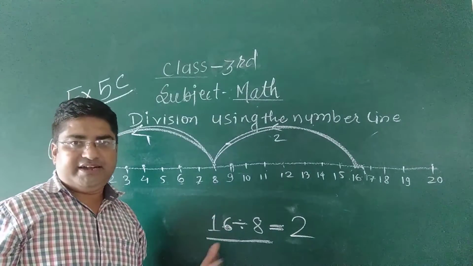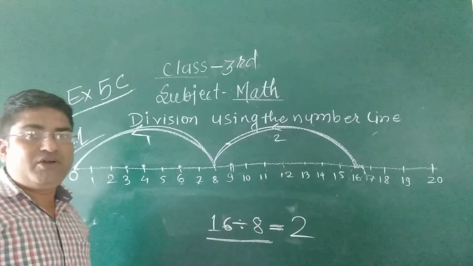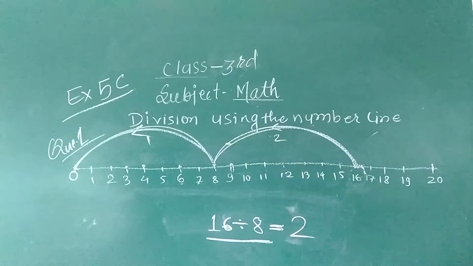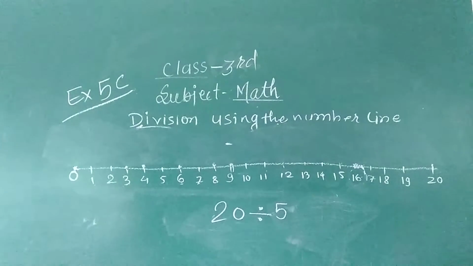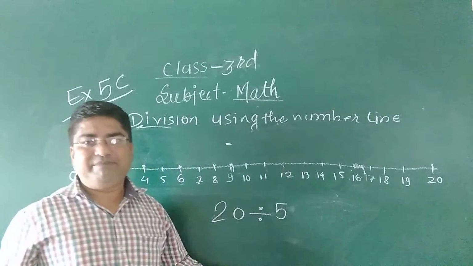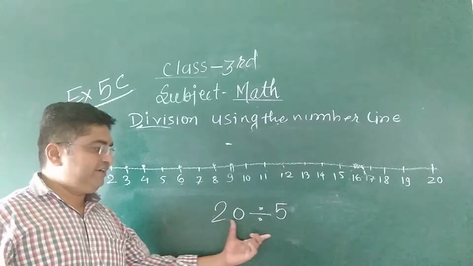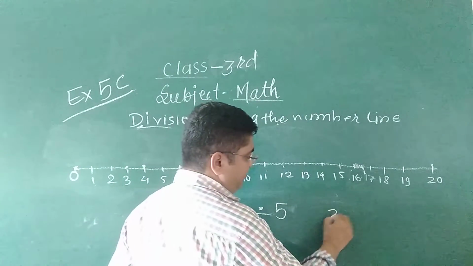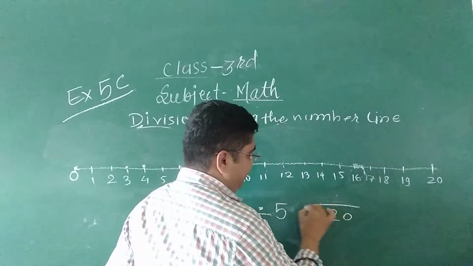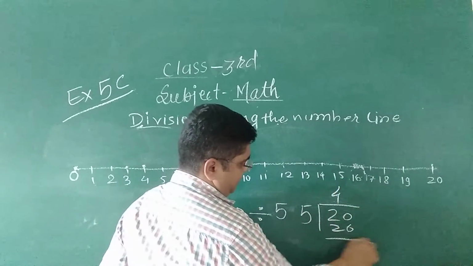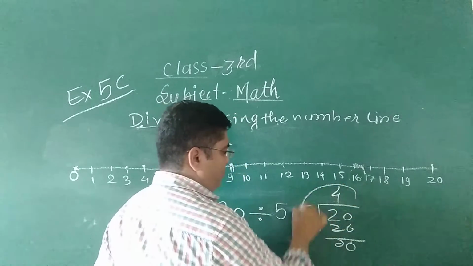Okay, taking another example, so note down it. The question is given: 20 divided by 5. Okay, what do we have to do now? 20 divided by 5. We know simply 20 divided by 5, so this is 20 and it is divided by 5. So 5 4s are 20. In this way we have to solve.